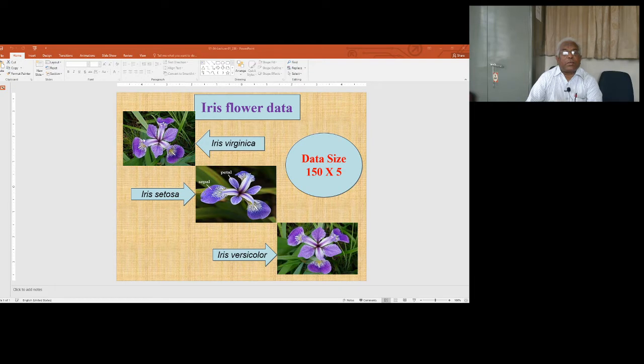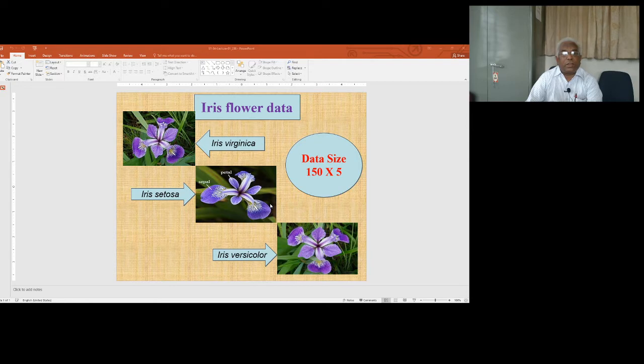Three types of iris flowers. This is one, iris virginica. This is another, iris setosa. This is the third one, iris versicolor. There might be many species of iris flower, but in the present data we are given the data of three species.